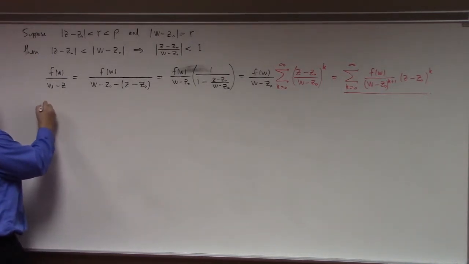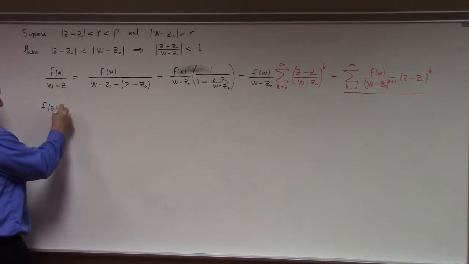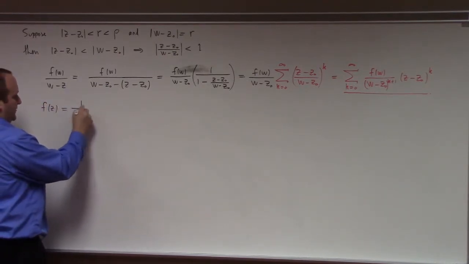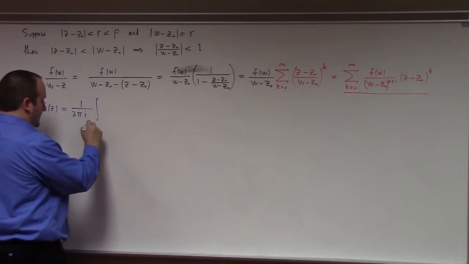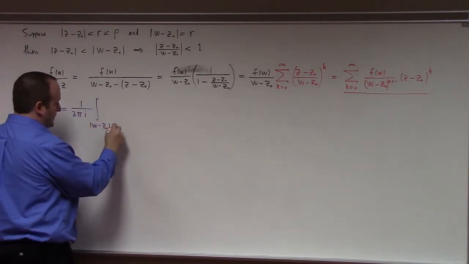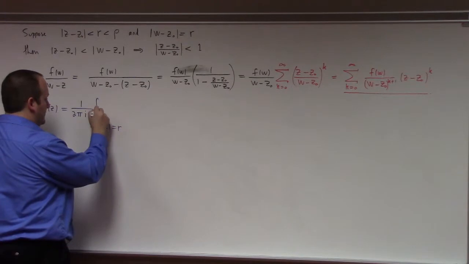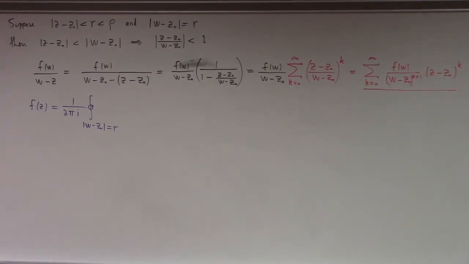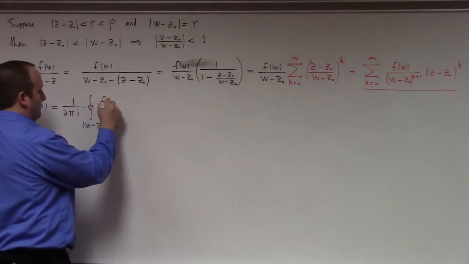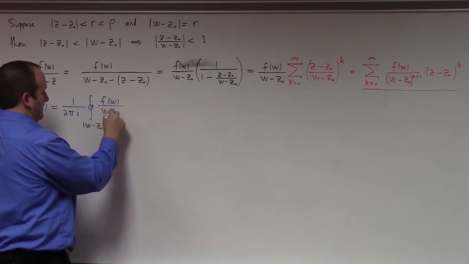Okay, so f of z is, well, how about this? It's 1 over 2 pi i, right, integral over modulus of w minus z naught equals r, in the usual counterclockwise fashion, right? Of what? What did we prove we can represent f of z by, if f is holomorphic inside this circle, which we're assuming it is? How about f of w over w minus z, right?